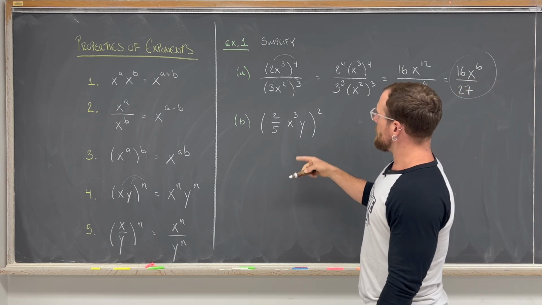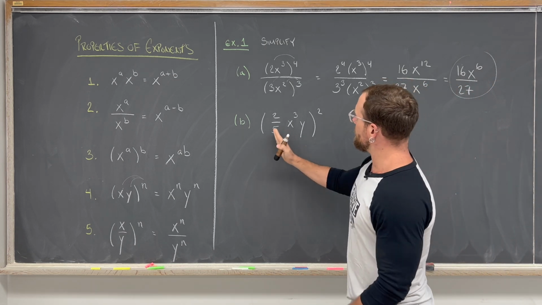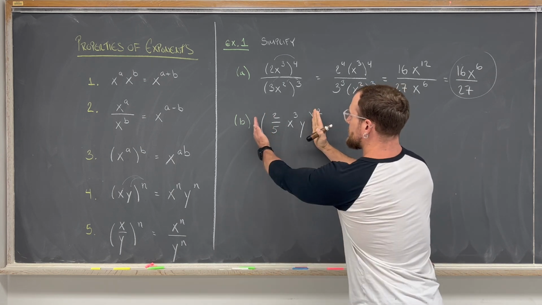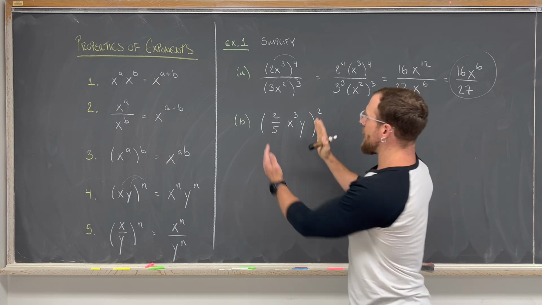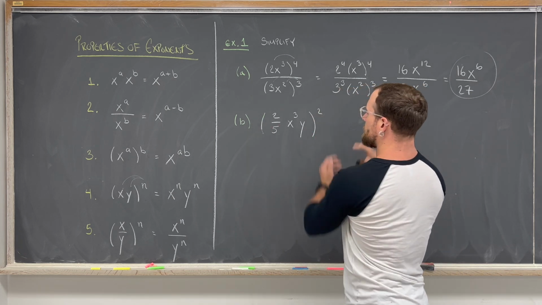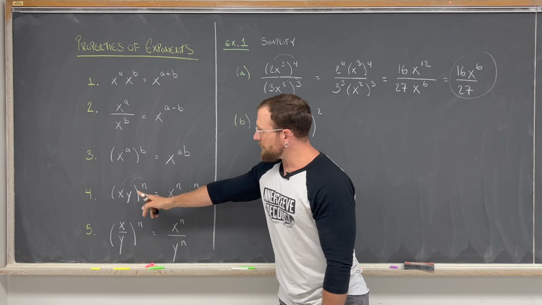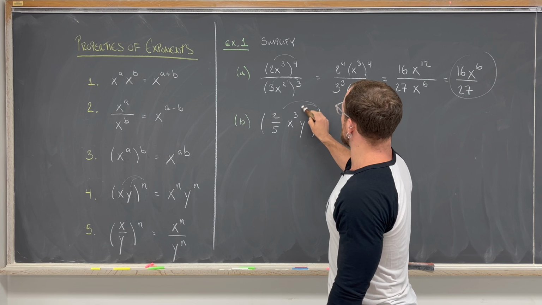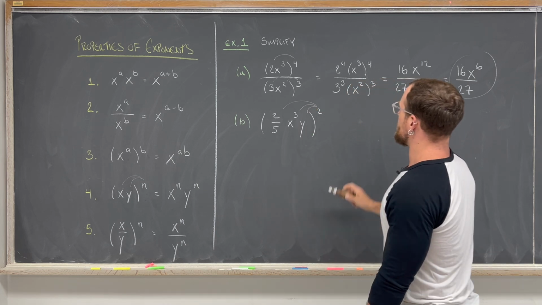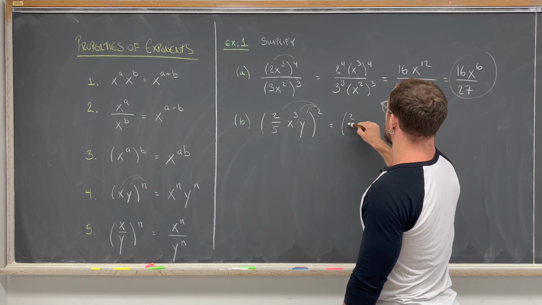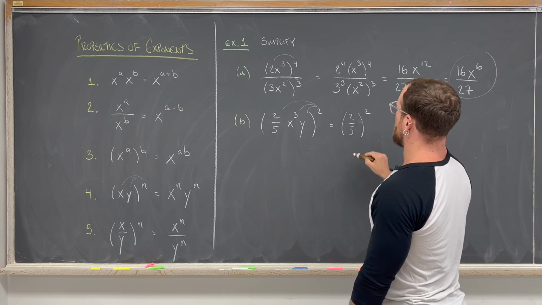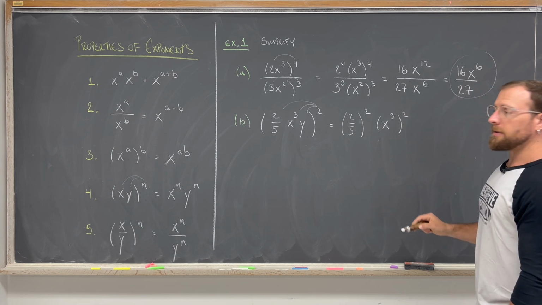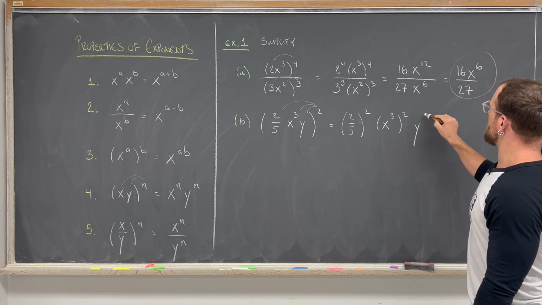Taking a look down here, it's the same sort of idea, but now I've got 3 factors being grouped together, all being squared. So it's this times itself. We could just copy and paste, say it's this times itself. Of course, property number 4 comes into play here. I'm going to square the first term, square the second term, square the third term. And so what I've got here is 2/5 squared times x cubed squared times y squared.